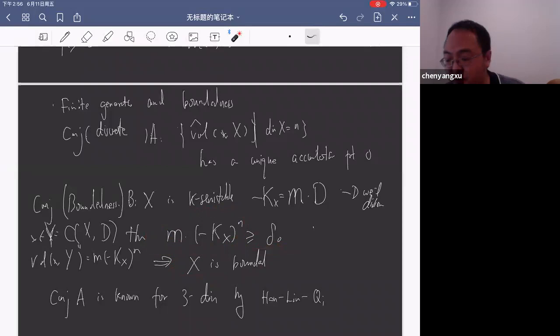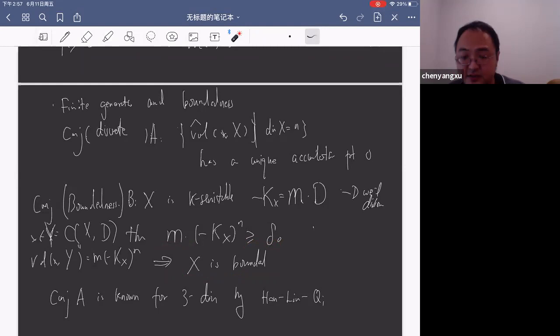But here actually I allow myself to scale it by some weight index. If it's Cartier, that's very easy. But I allow myself to scale by weight index, and then I still assume this is bounded. Assume this has a lower bound, then I still want to get this boundedness.